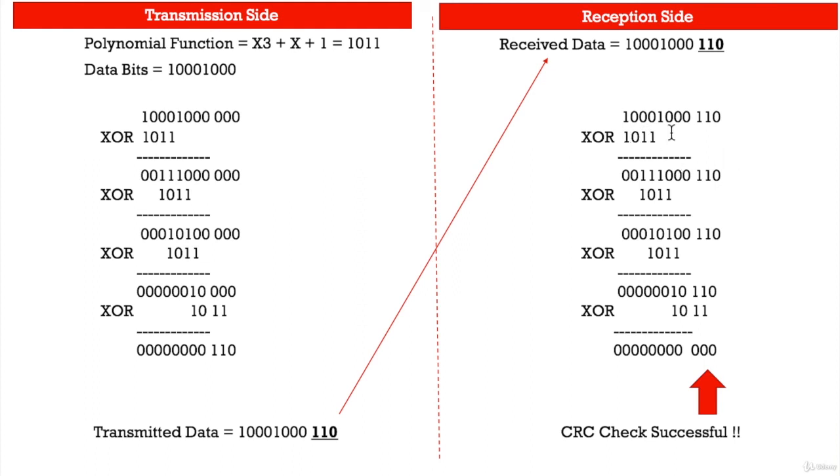It will be XORed with the bitmap and the result is obtained. After the result, it is again applied with the latest 1, and then the result is obtained. This process will continue till we get a number which is less than our polynomial bitmap or polynomial function. So since this time the transmission was successful, in the end we will get all zeros, and the presence of these all zeros in the CRC check will signify that the transmission has been successful.